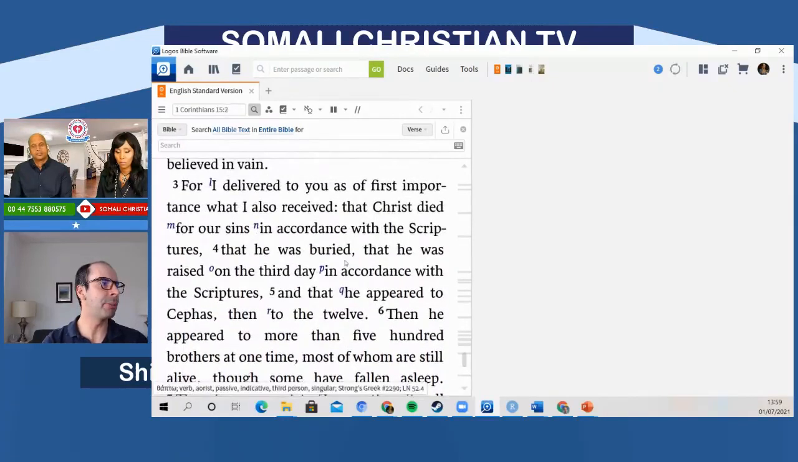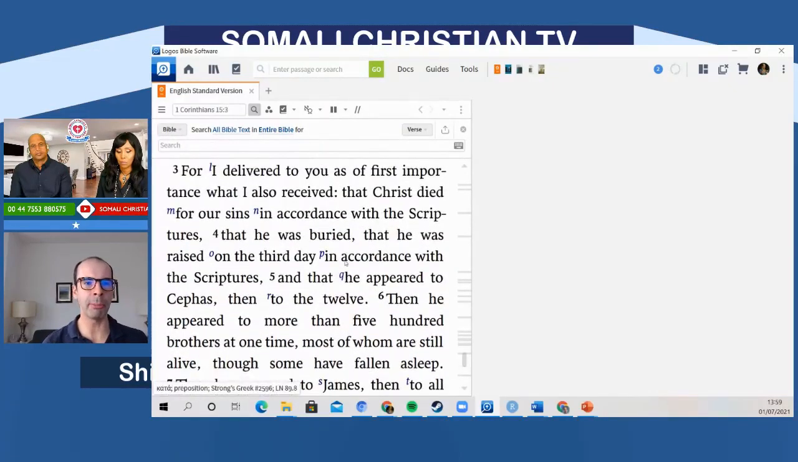So most scholars believe that this is actually not something that Paul has come up with himself, but he's passing on an oral creedal tradition that he likely received from the Jerusalem apostles. Notice the language that he opens it with: "I delivered and received," which is language associated with passing on tradition.